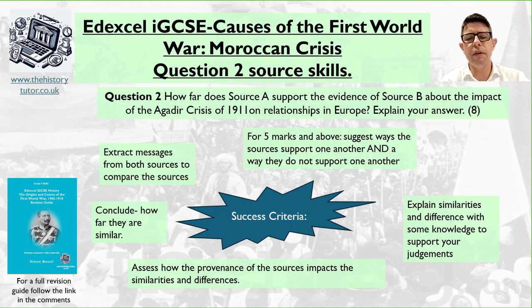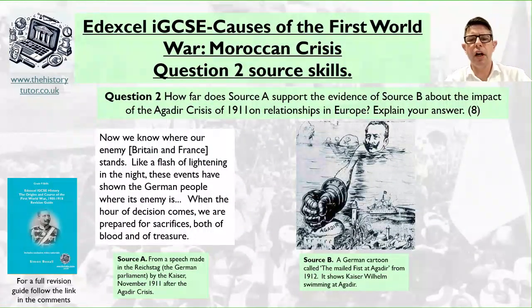Then assess how the provenance of the source impacts the similarities and differences. So think about how who made it, when it was made, what it is, impacts the similarities. Then conclude how far they are similar at the end, so you've given your overall judgment. So now have a look over the sources.